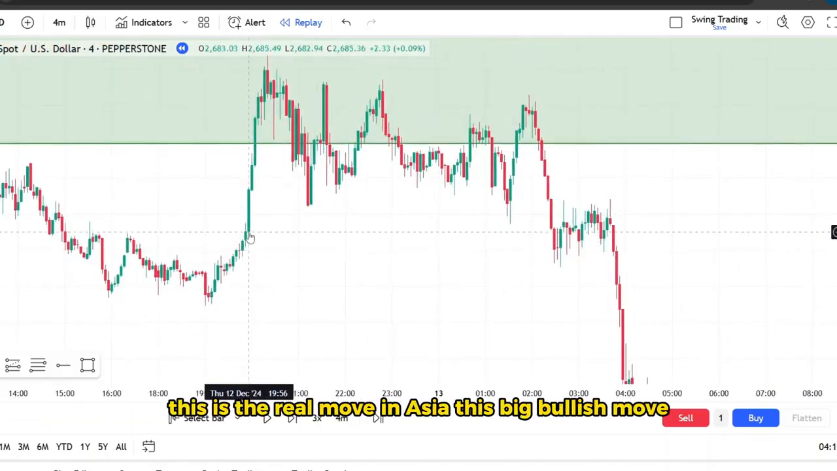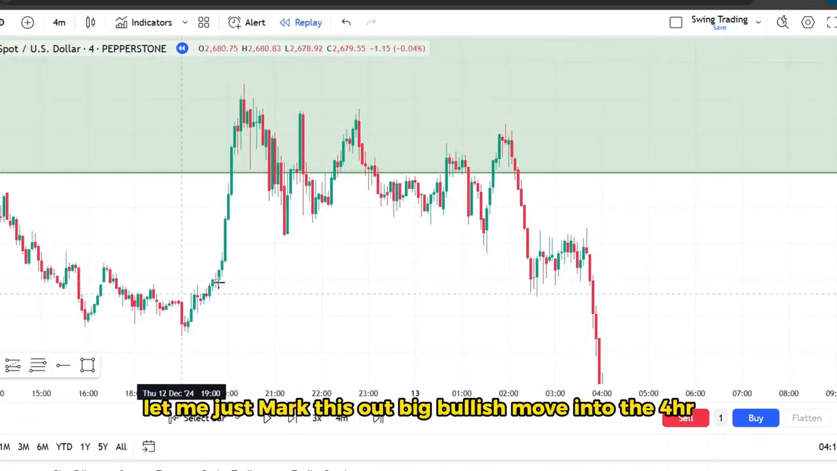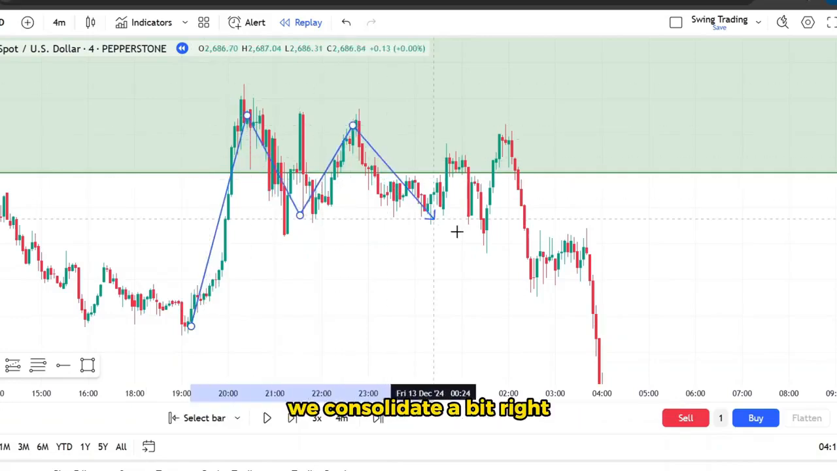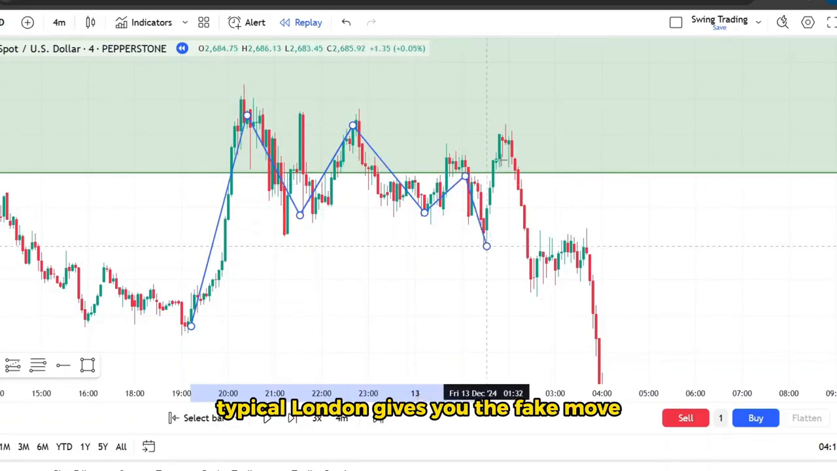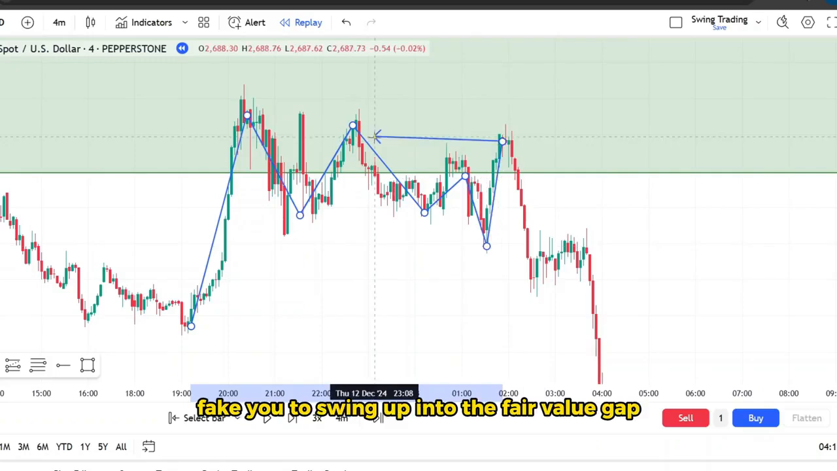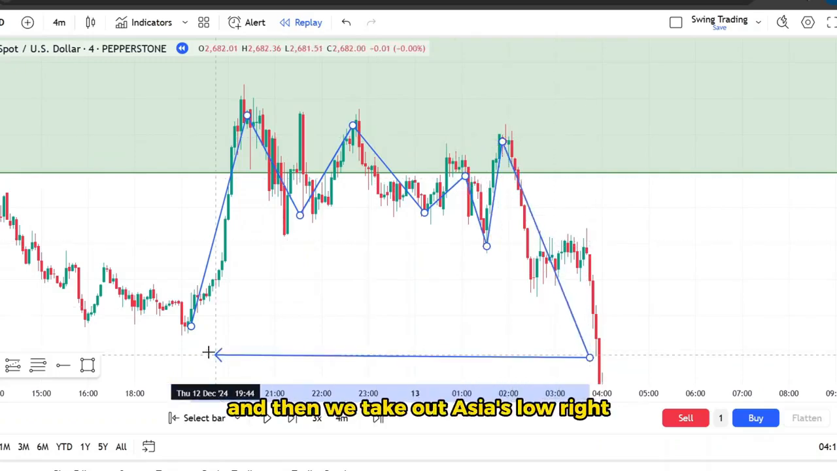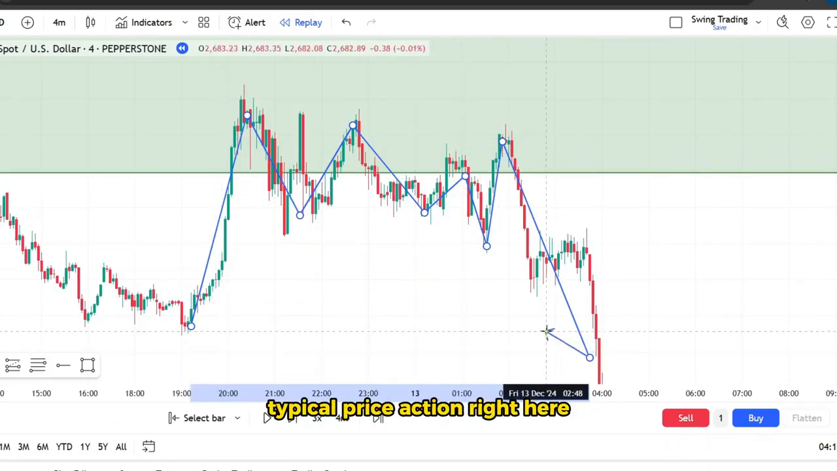This is the real move in Asia, this big bullish move. So let me mark this out. Big bullish move into the 4 hour fair value gap. We consolidate a bit, right? Typical. London gives you the fake move, fakes you into swinging up into the fair value gap, and then we take out Asia's low, right? Typical price action right here.